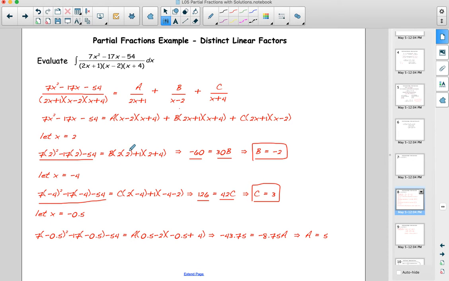And now if I want to find A, I'm going to need to make those two factors disappear. And I will do that by allowing x to be negative a half. I'm going to plug that in as negative 0.5. So 7 times negative 0.5 all squared minus 17 times negative 0.5 minus 54. Punch all of that into your calculator. You will get negative 43.75. Now A is sitting up here, so A times (0.5 minus 2) times (negative 0.5 plus 4). Again, punching that into your calculator, you'll get negative 2.5 times positive 3.5. That's negative 8.75. That's going to give you that A is 5.